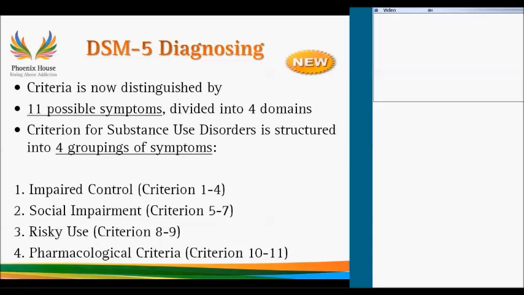So the first thing is the criteria is now distinguished by 11 possible symptoms overall. So we're looking at substance use, and there are 11 possible symptoms that are highlighted for each specific substance, divided into 4 domains.